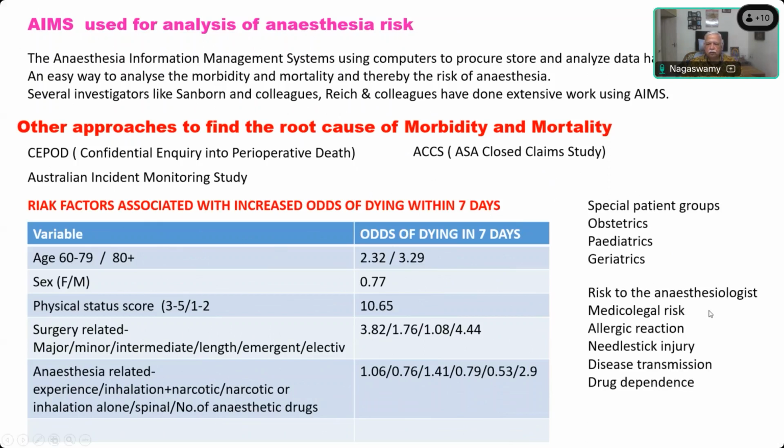Now, what are all the risks to the anesthesiologist if some morbidity and mortality occurs? It is a medico-legal risk or the allergic reaction, needle stick injury, disease transmission, and drug dependence. These are all the risks for the anesthesiologist also that is happening.